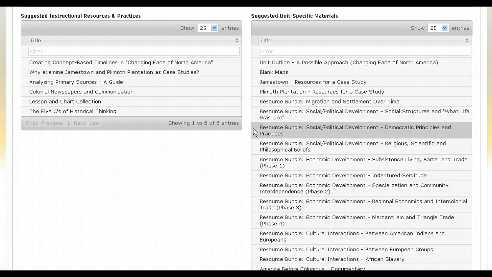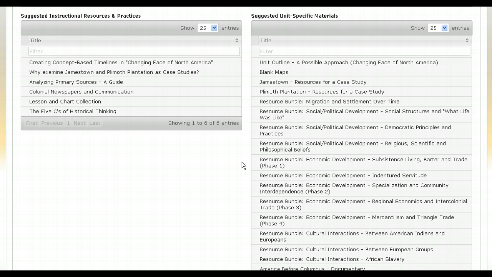The next one is on democratic principles and practices. And the next one is on religious, scientific, and philosophical beliefs. Studying all of those ideas together may help students with their conceptual understanding of social and political development during that time period, and even allow students to compare the past to the present.